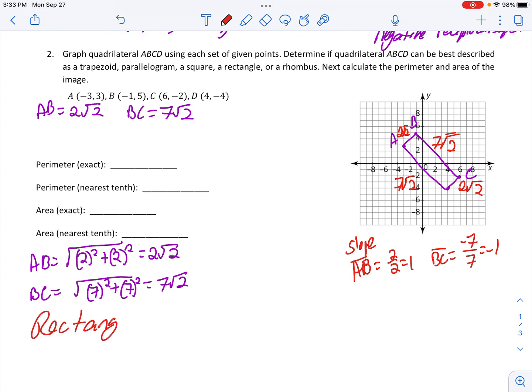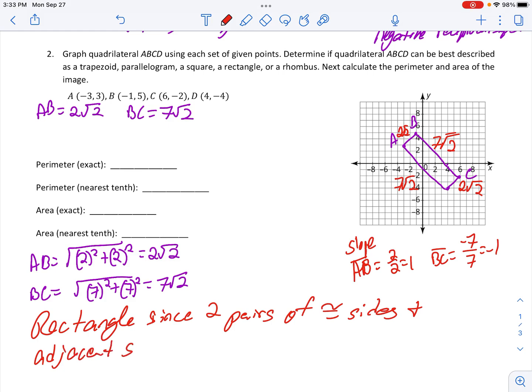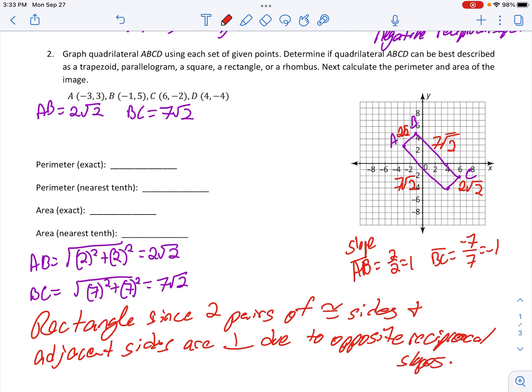So rectangle, since 2 pairs of congruent sides and adjacent sides are perpendicular due to opposite or negative reciprocal slopes. By knowing that, we can now calculate the perimeter and area.